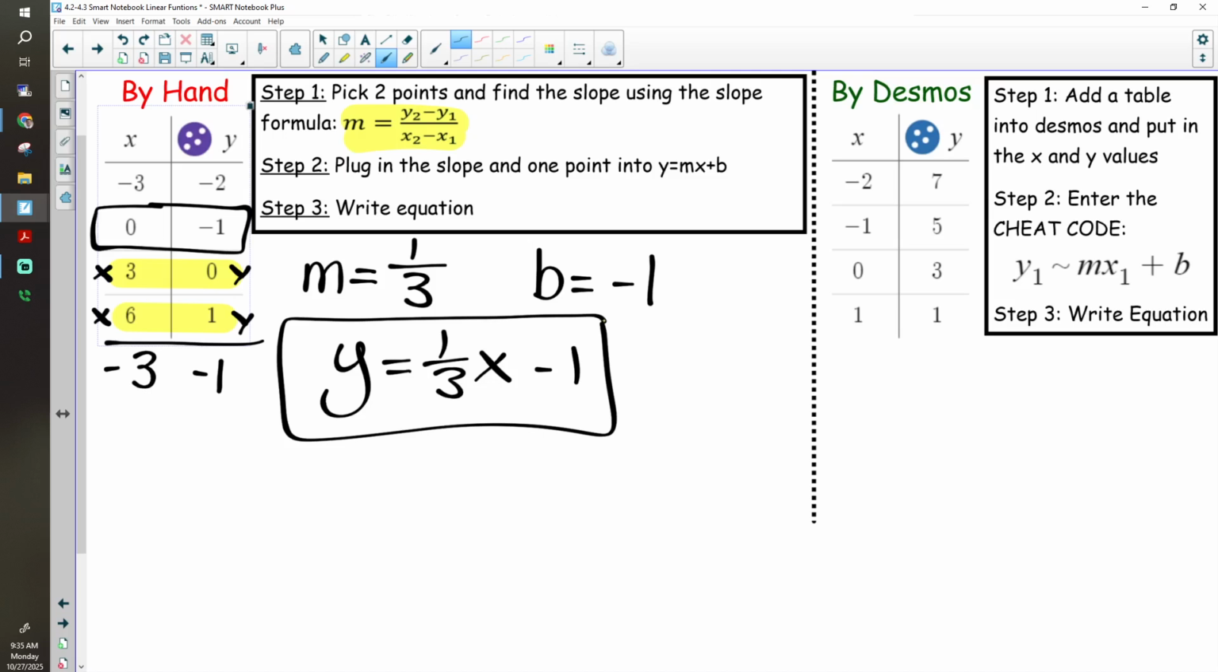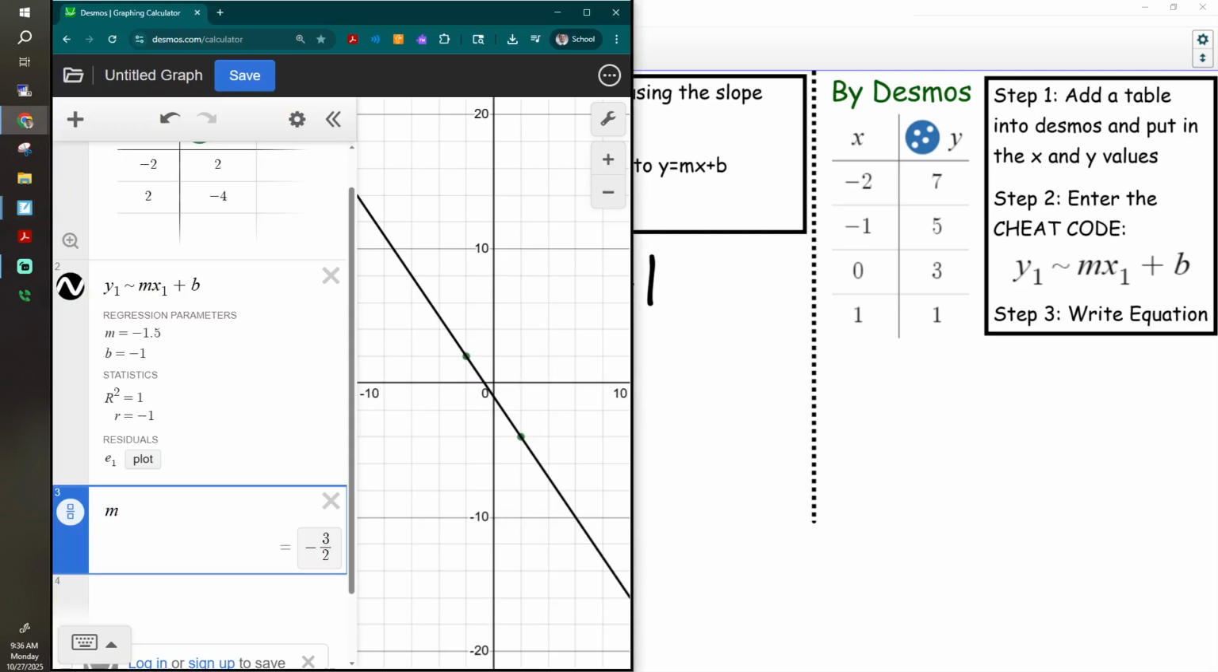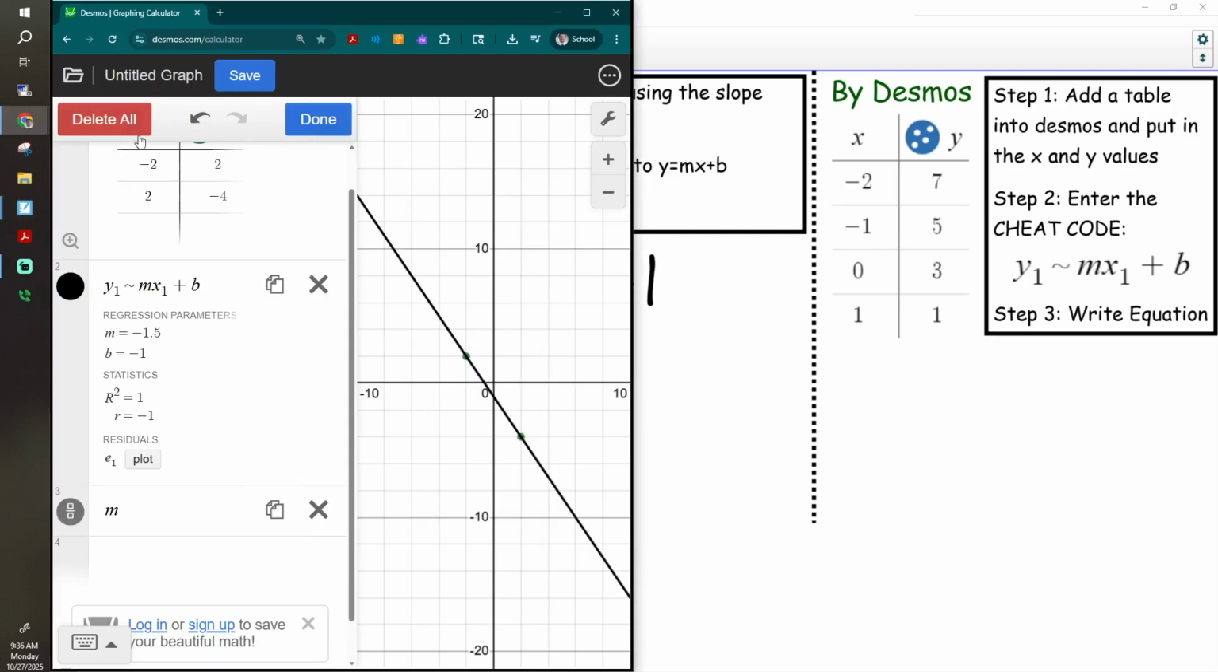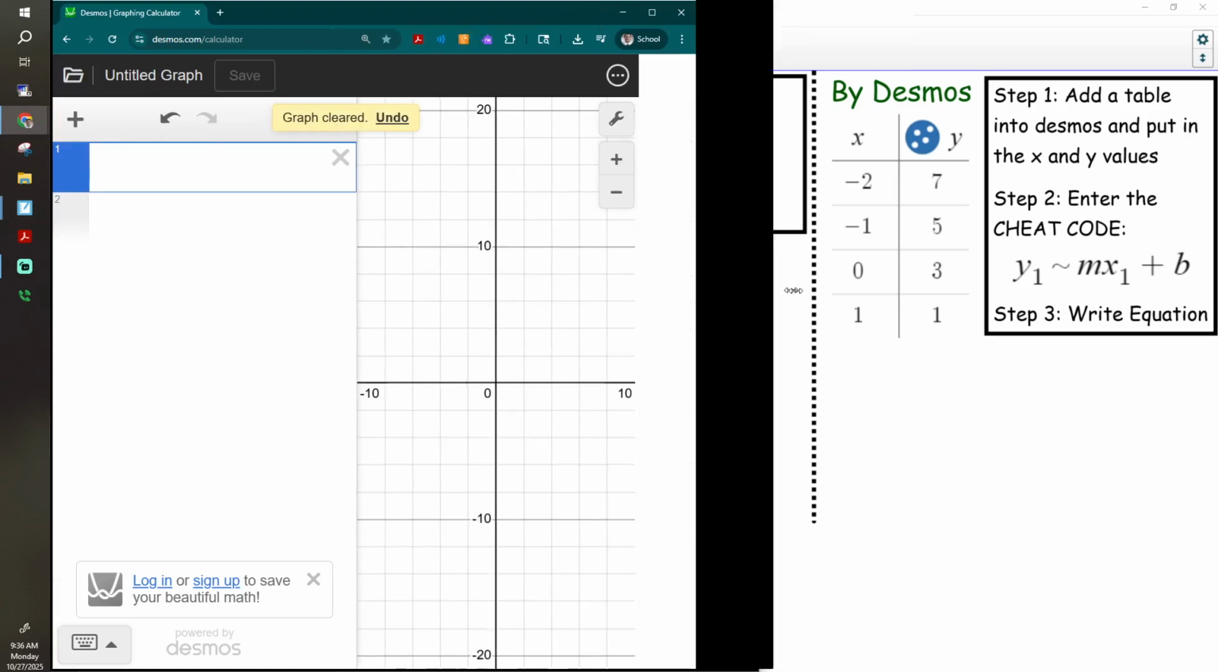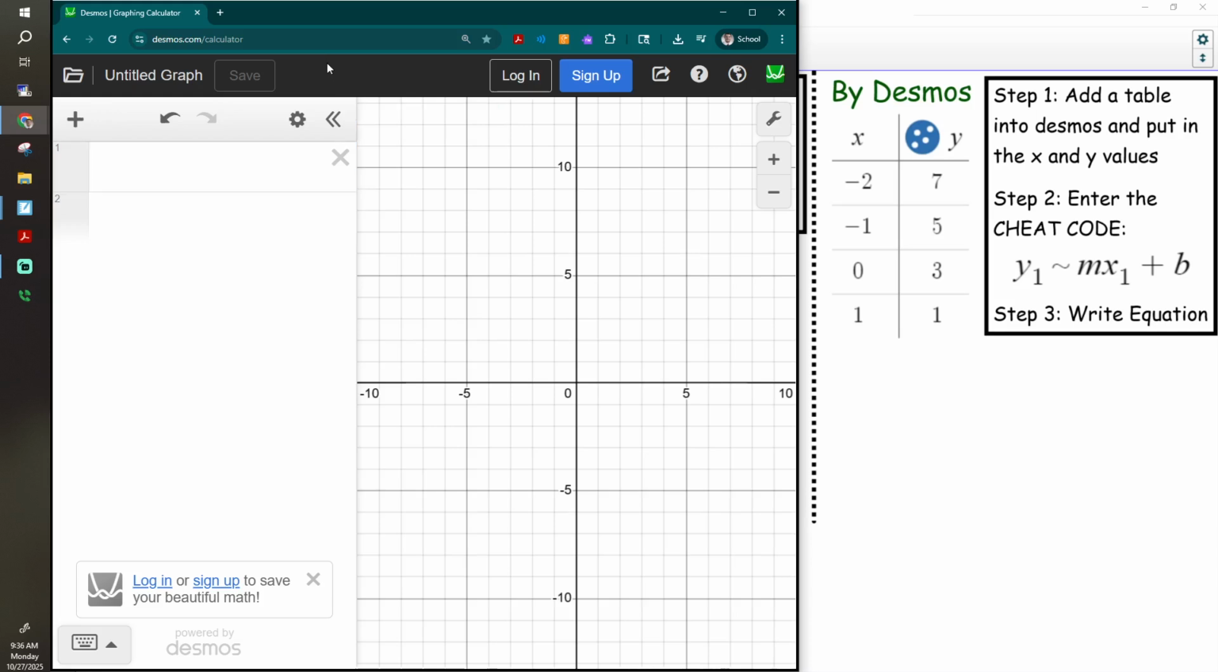Now we shall do the same thing with Desmos. You ready? Are you guys tired? Alright, let's delete this out. Similar steps every time. Really? All these are not much different. I'll make this a little bigger for you.